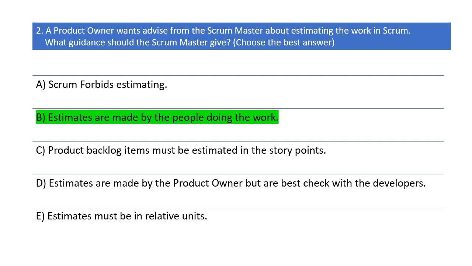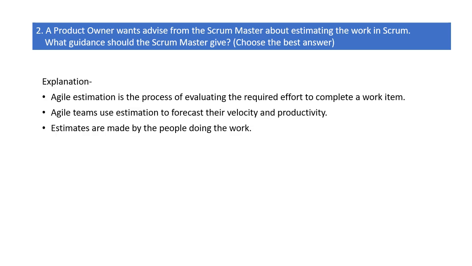You can see the right answer on the screen. It is option B. Let us see why the answer is option B. Agile estimation is the process of evaluating the required effort to complete a work item. Agile teams use estimation to forecast their velocity and productivity. Estimates are made by the people doing the work.